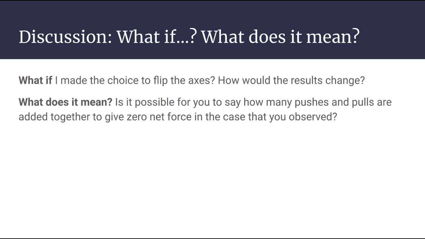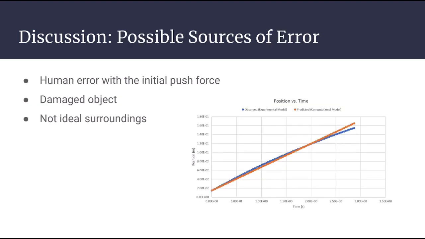Now, what does it mean? Is it possible for me to say how many pushes and pulls are added together to give a net force equal to 0 in the case I've observed? The answer is no. Seeing how the velocity isn't constant in the experimental model, we can't say the net force is actually equal to 0 knowing that friction, air resistance, and gravity played a role in the cart's motion. In the real world, it's difficult to have an object move at constant velocity with the existence of friction and air resistance, which can cause the object to decelerate. This differs in the computational model where I can set the net force to be 0 and have a constant velocity. Some possible sources of error include human error and issues with the object itself and its surroundings.